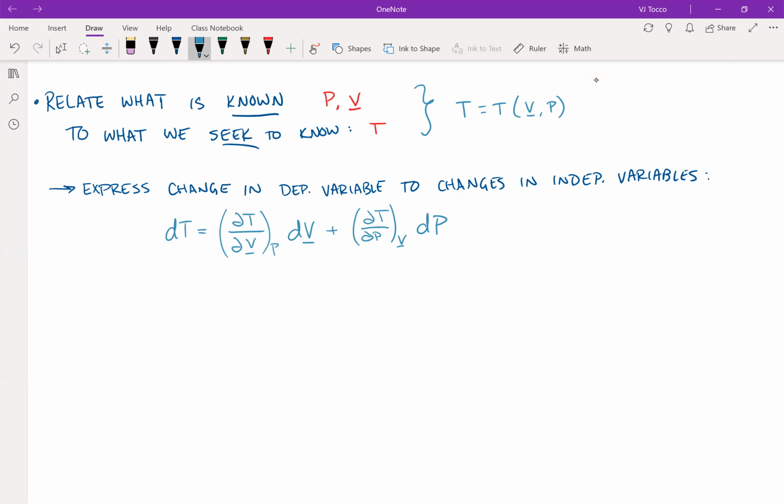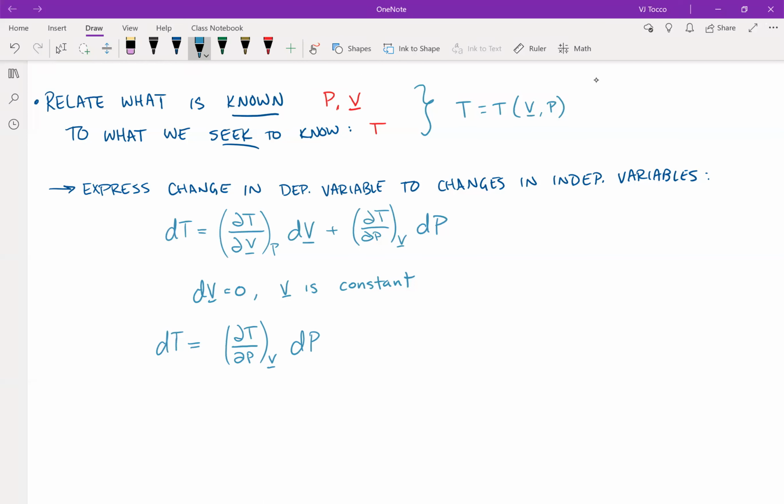And because the problem states that volume is staying the same, my dV term is 0. So dV is equal to 0 since volume is constant, or specific volume is constant more specifically. Okay, so that term can go away, and I'm left with dT is equal to the partial of T with respect to P at constant V times the change in pressure.